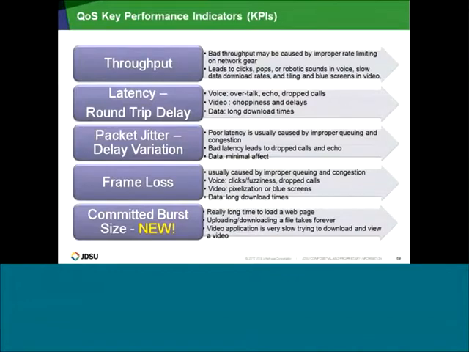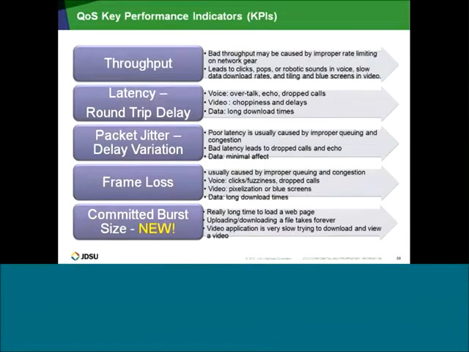So quality of service key performance indicators are very simple. Throughput, that's important to test. Bad throughput, what does it do? It causes improper rate limiting on the network, and leads to clicks, pops, robotic sounds. So a lot of issues if you don't have good throughput. Latency, or round trip delay. You'll see different naming conventions depending on the standard. You'll hear latency, but you'll also hear frame delay in the Y.1731 and then Y.1564 world. So what happens when you have latency on the voice? A lot of issues: overtalk, echo, dropped calls, data, long download times. So latency is a big problem.